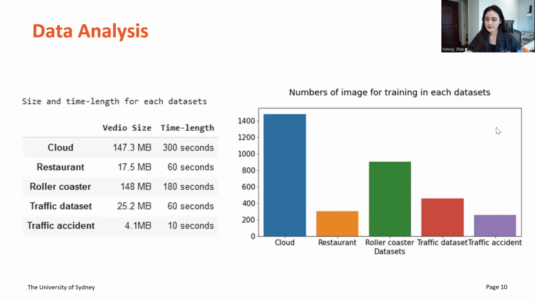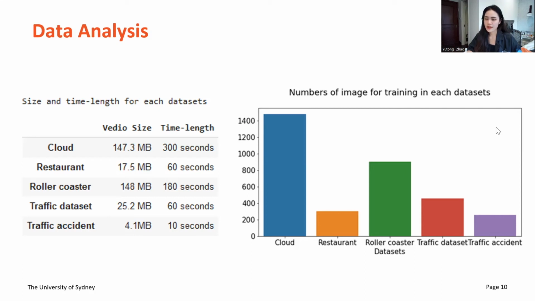For data analysis, according to different research proposals, the size and the length of the 5 video datasets are different. As can be seen on the left-hand side, for example, the purpose of the cloud dataset is to help predict the local weather. So we choose a long observation time of 5 minutes to help the model better predict the subtle change of the cloud.